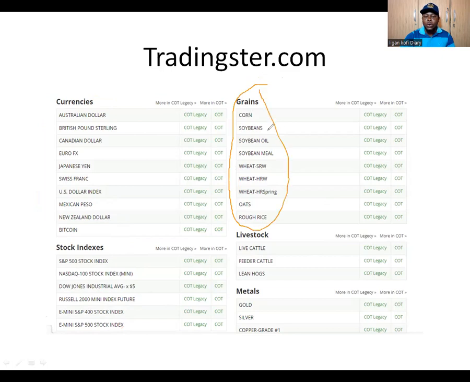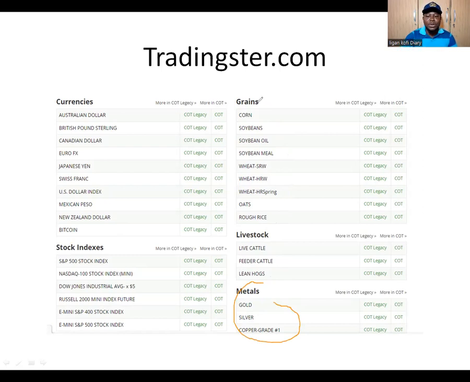So we have corn, soybean oil, soybean meal, wheat. They have wheat again, wheat, and then oats, and then rough rice. So all this is also here. If you want to be trading them, their report is here. And then they have livestock: live cattle, feeder cattle, and then lean hogs. The lean hogs, all their reports are also here. And then the metals, they have gold, they have silver, they have copper. So this is how the tradingstar.com has grouped it.